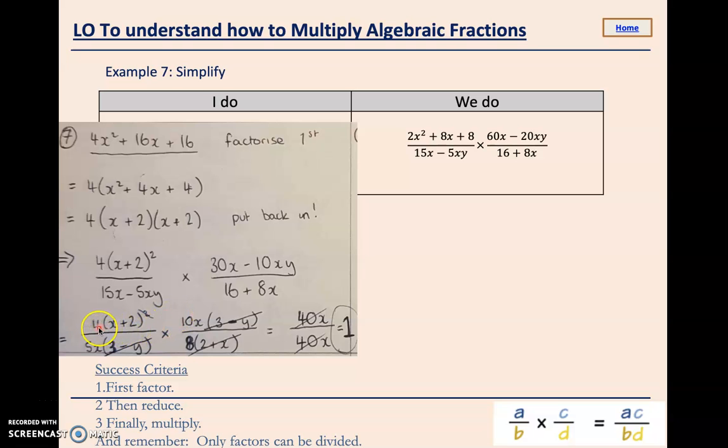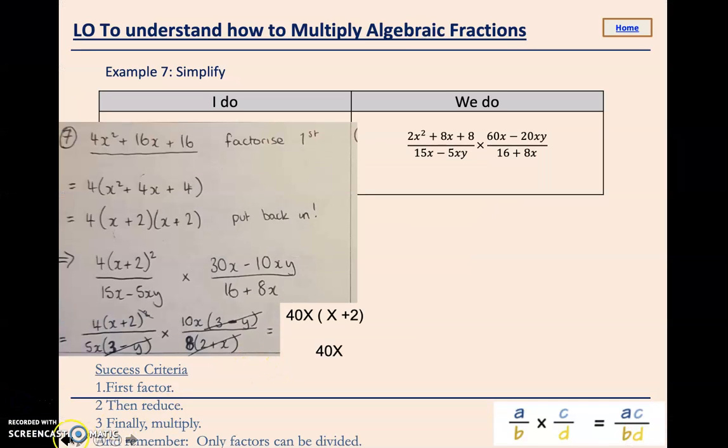So now we can have a look. Our 3 minus y is going to cancel with that 3 minus y. This x plus 2 in our denominator is going to cancel with just one of these x plus 2s, so you get rid of the square term, because if you remember, we have 2 of those x plus 2s. So we end up with 4(x plus 2) on the top, times by 10x.